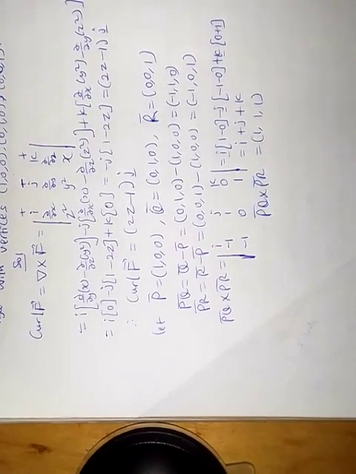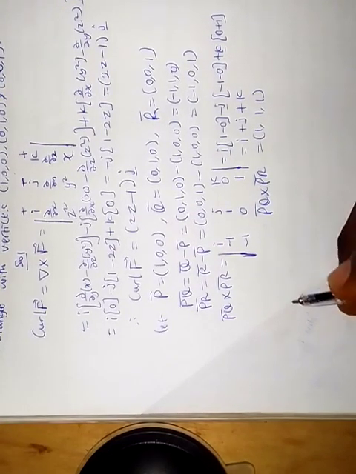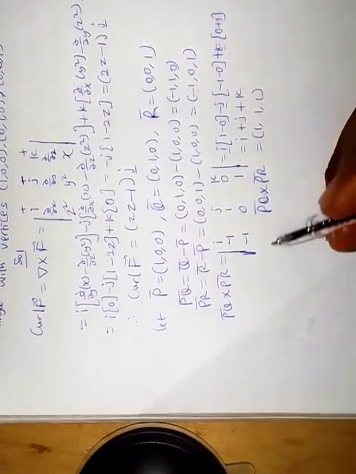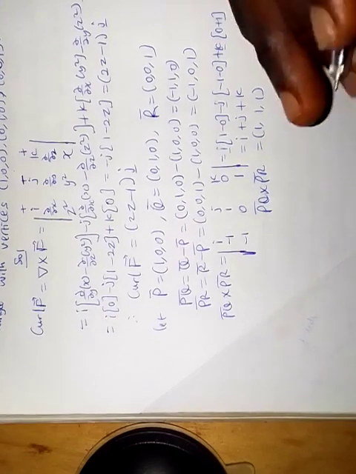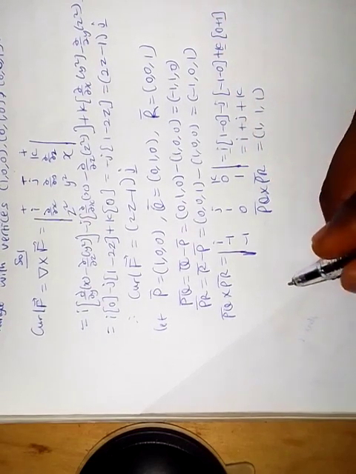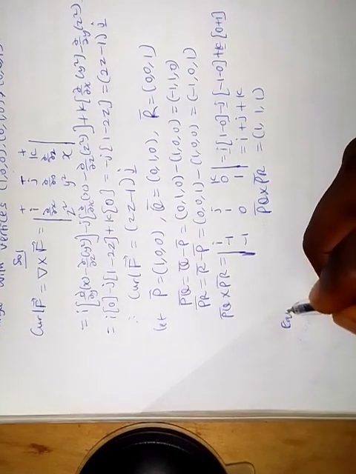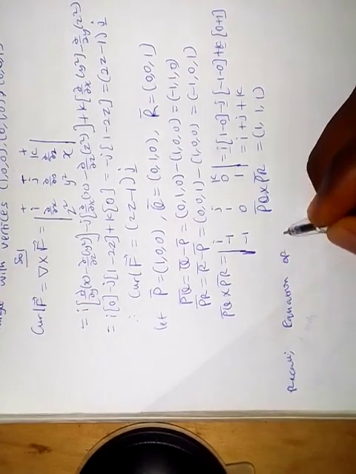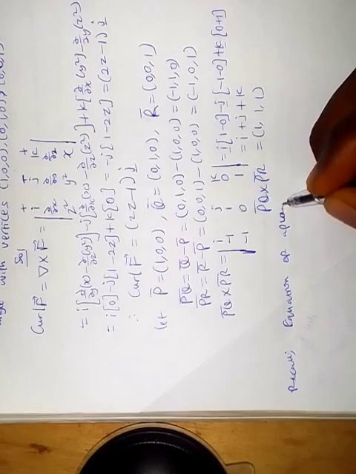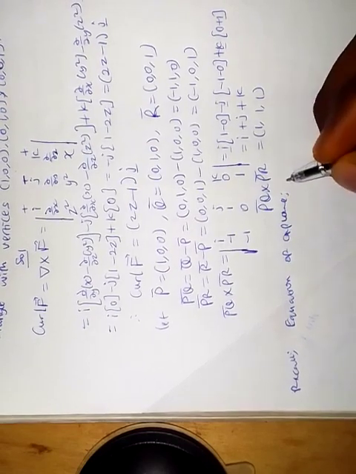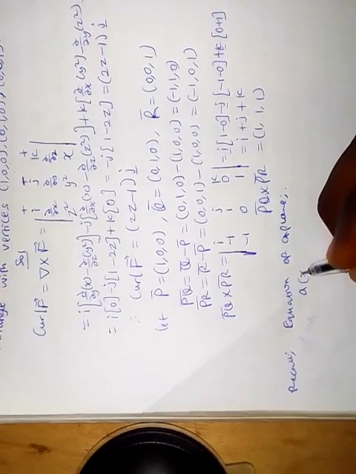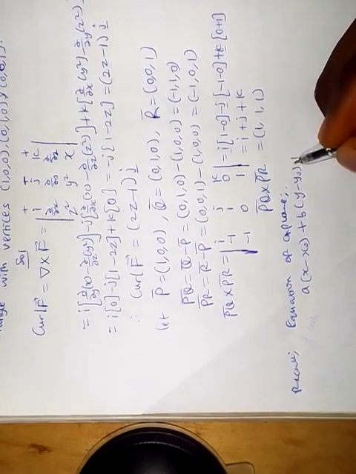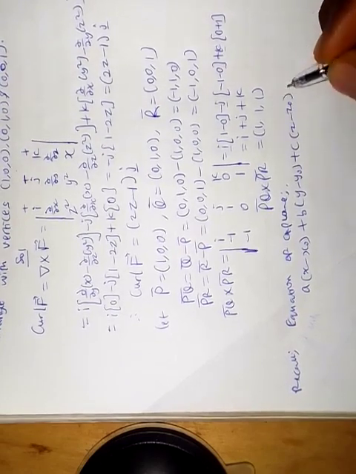So now the next thing to do is to recall our equation of a plane. This Stokes' theorem is kind of tricky sometimes. It involves some step-by-step process. So, equation of a plane. Recall the equation of a plane: it says A times (x minus x naught) plus B times (y minus y naught) plus C times (z minus z naught) equals 0.